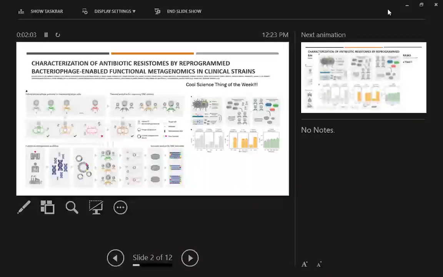So we're going to talk about a rather cool article, which is unfortunately insanely complicated, but it's really, really cool. So we're going to talk about it, and I'll simplify the important parts of it. Basically, the title is Characterization of Antibiotic Resistomes by Reprogrammed Bacteriophage-Enabled Functional Metagenomics in Clinical Trials, Clinical Strains. That's a really big mouthful.